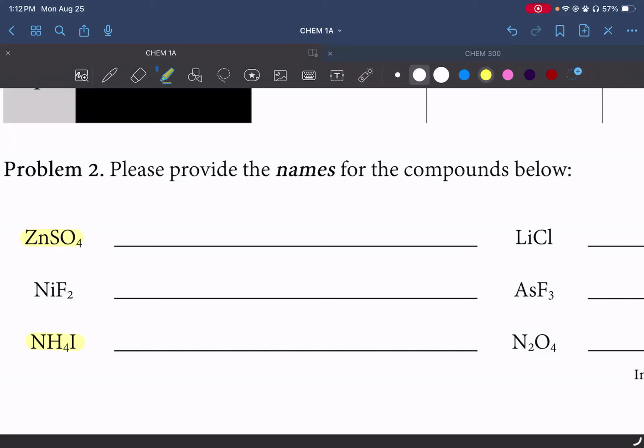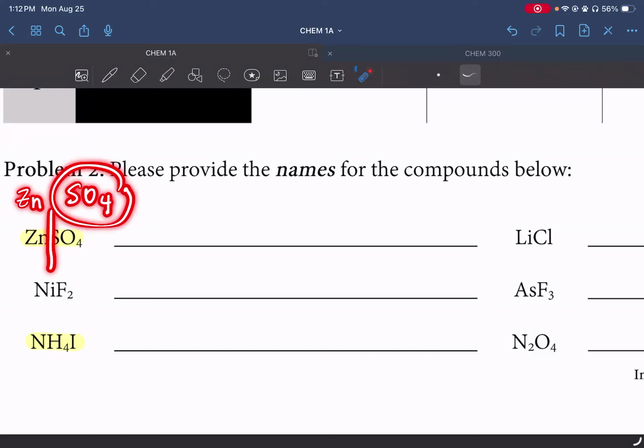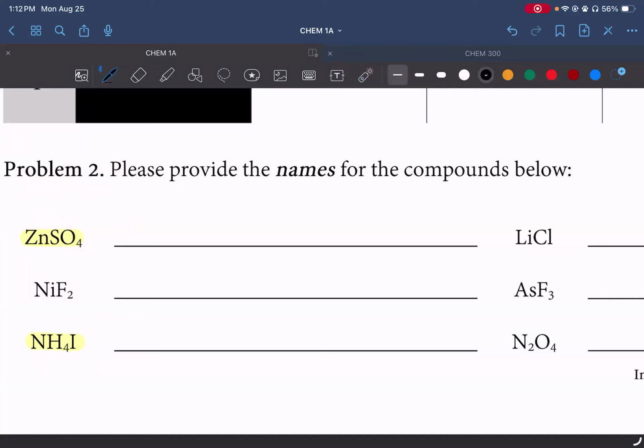Okay. So identifying the elements is usually the easiest part. You should recognize there are two right here. We have Zn and SO4. SO4 is a polyatomic ion. And if you look at your periodic table, Zn is in the transition metal block. So with a very little bit of effort, we know this is going to be zinc, and we know this is going to be sulfate.